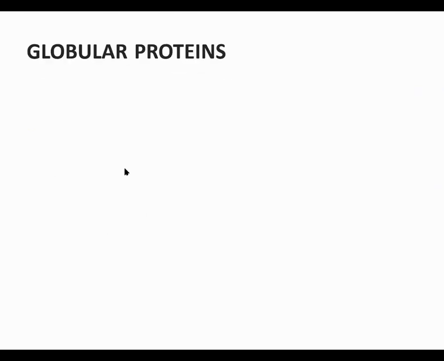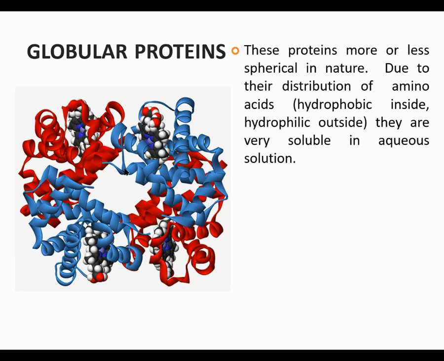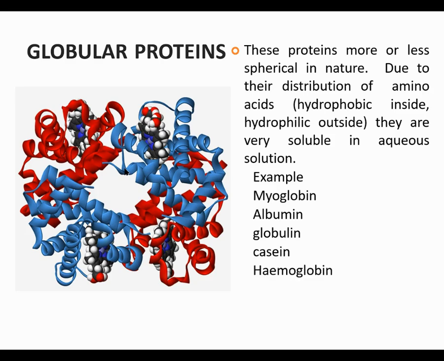The second one is globular proteins. These proteins more or less are spherical in nature. This is due to the distribution of the amino acids. They are hydrophobic inside and hydrophilic outside, making them very soluble in aqueous solution. Examples of this one are myoglobin, albumin, globulin, casein, and hemoglobin, and other enzymes and protein hormones.